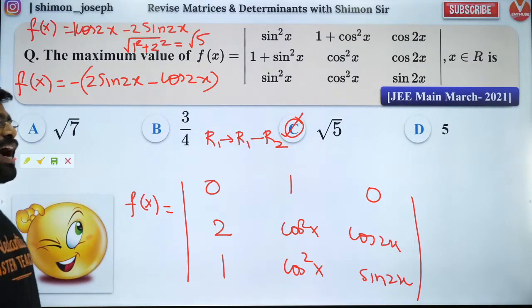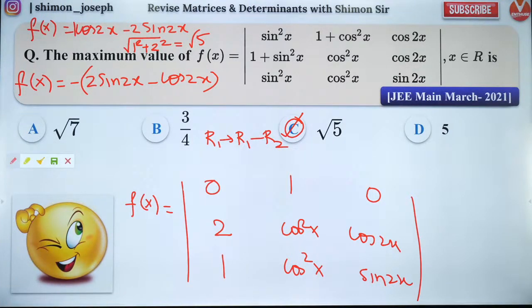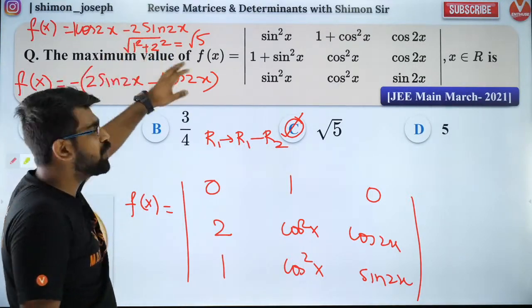Why can't we use R2 is equal to R2 minus R1? Yes, you can do that, of course, but you get only 1 zero, right? You won't get 2 zeros. But what I did, I got 2 zeros. So whenever you have more zeros, that is easier. Cos 2x minus sin 2x would have been complicated.